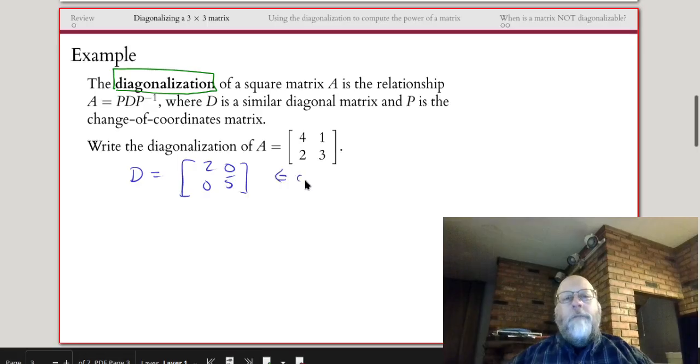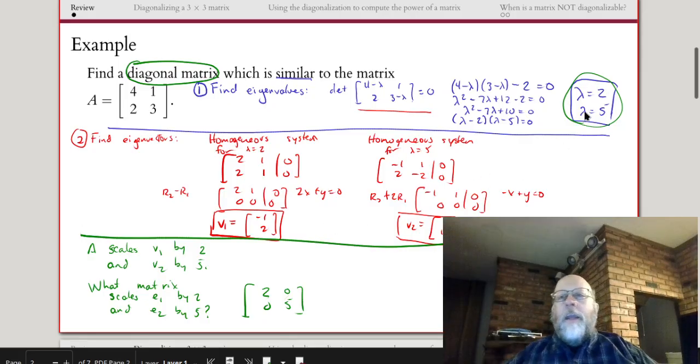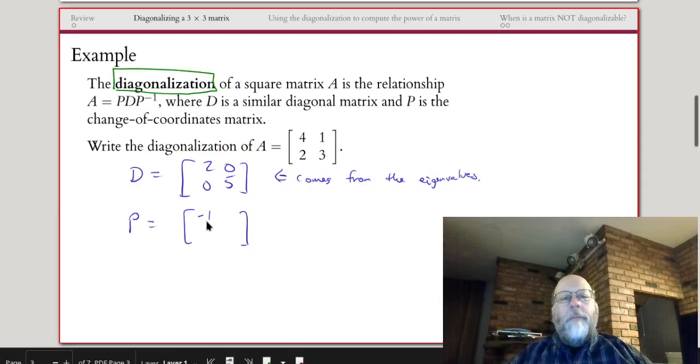This information comes from the eigenvalues. The change of coordinates matrix P turns out to be the eigenvectors in the same order. So negative 1, 2 in the first column and 1, 1 in the second column. We just have to make sure that the eigenvector for 2 is in the same column with the 2, and the eigenvector for 5 is in the same column with the 5. This information comes from the eigenvectors.